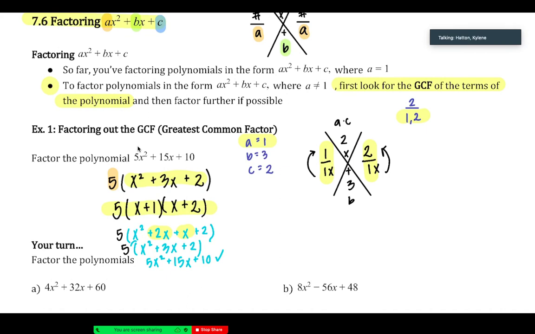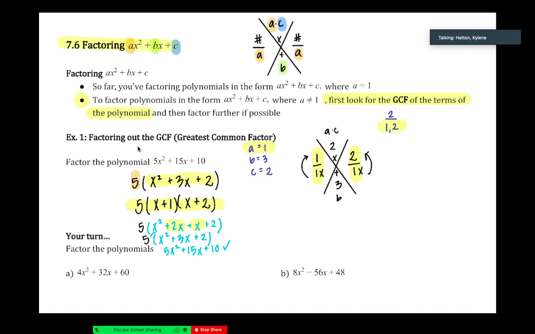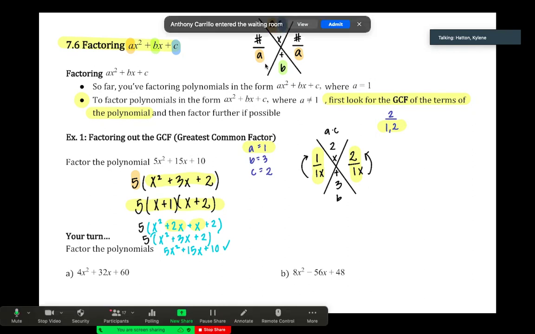So for the next 2 problems, these are for you to practice on your own. I'm going to give you a few minutes to begin those. Both of those are just like the problem we just did together, where you want to look for greatest common factor first, then you'll have a trinomial. So after you pull out greatest common factor, you can use the X method to factor it further.